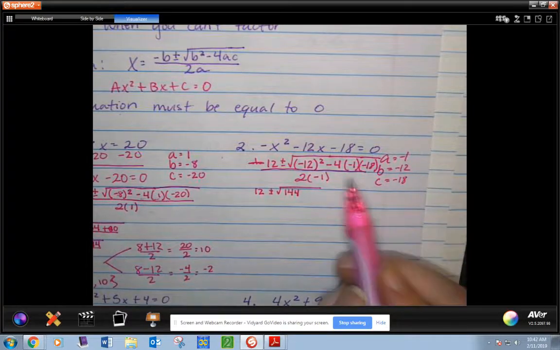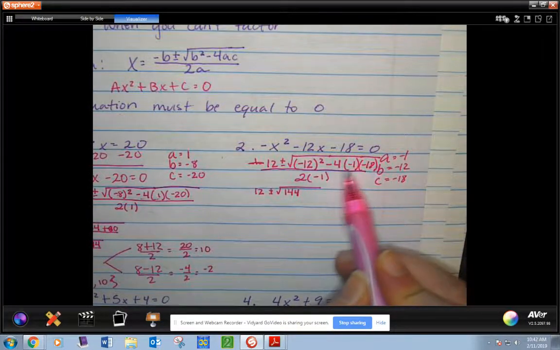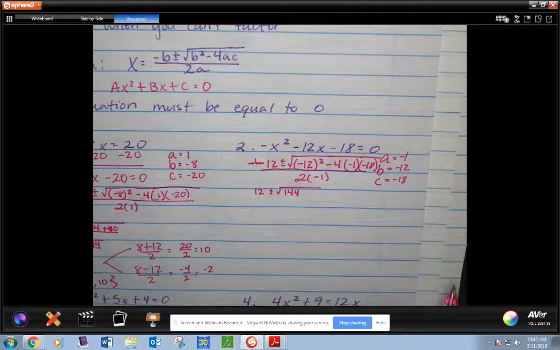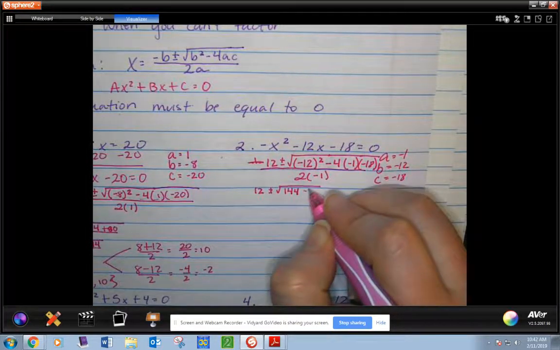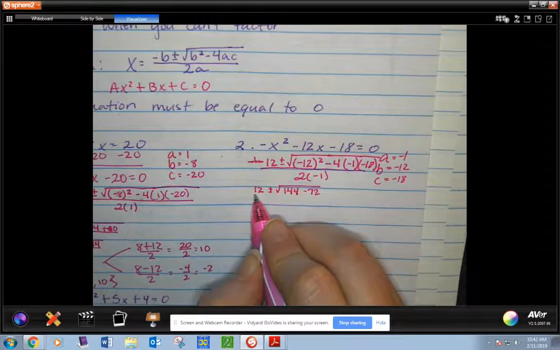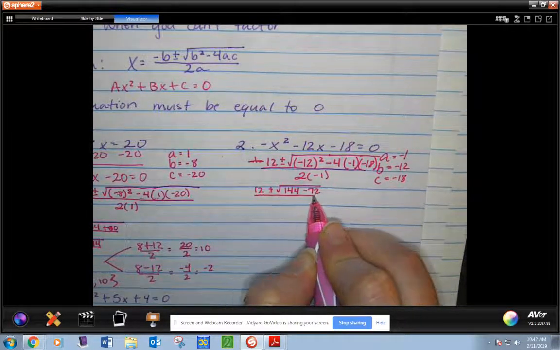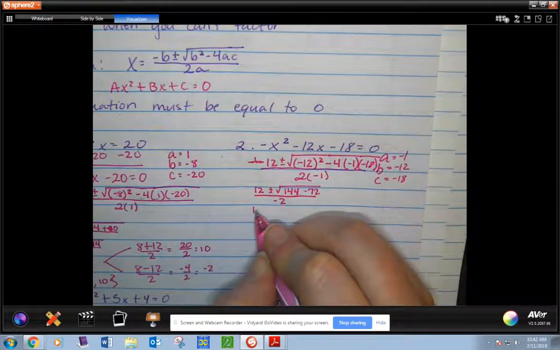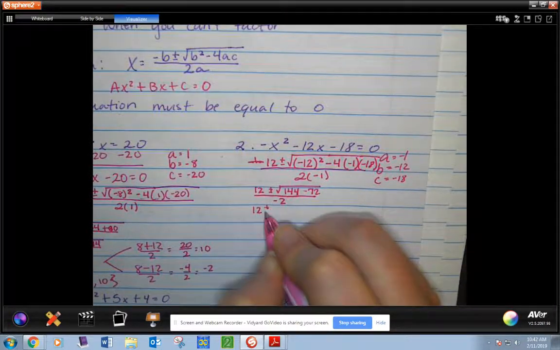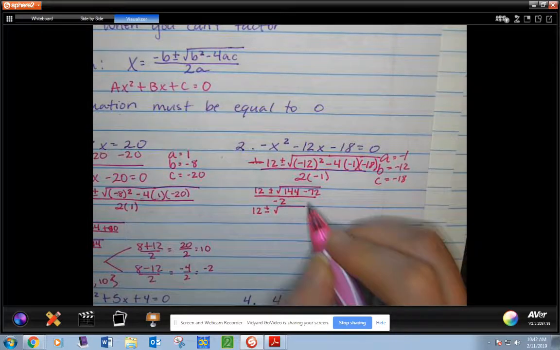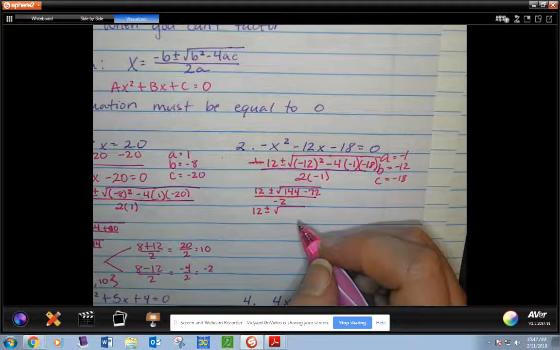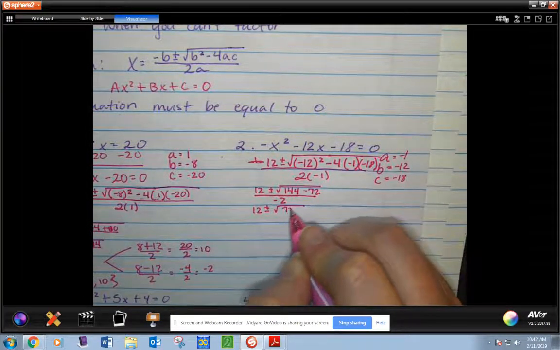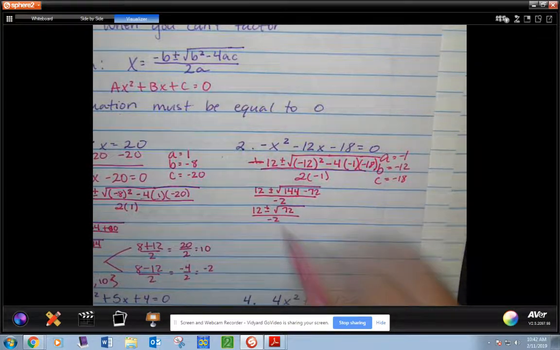Negative 4 times negative 1 is 4, and 4 times negative 18 is negative 72. And then I'm going to bring in my divide by. 2 times negative 1 is negative 2. My next step would be 12 plus or minus the square root of 144 minus 72, which is 72, all divided by negative 2.